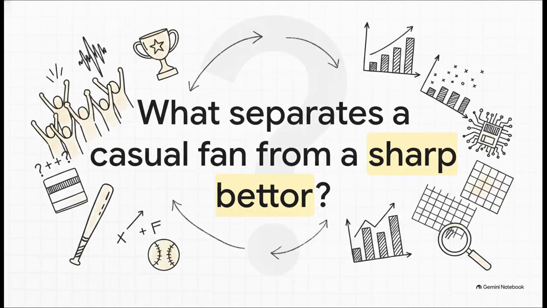It's a question we hear all the time, right? What actually separates your everyday casual fan from a sharp bettor? Well, the answer really comes down to perspective. See, while a casual fan is watching a game for the thrill, the storylines, the roar of the crowd, a sharp bettor is essentially trying to solve a massive, complex data puzzle. They're looking completely past the narrative and diving entirely into the numbers.